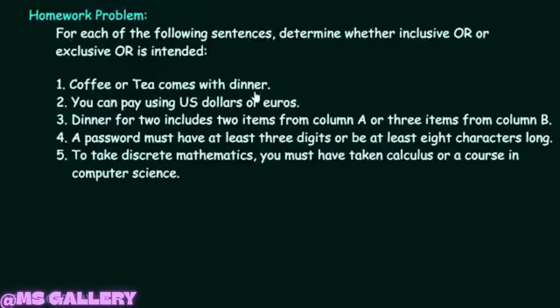Coffee or tea comes with dinner. You can pay using US dollars or euros. Dinner for two includes 2 items from column A or 3 items from column B. A password must have at least 3 digits or be at least 8 characters long. To take discrete mathematics, you must have taken calculus or a course in computer science.